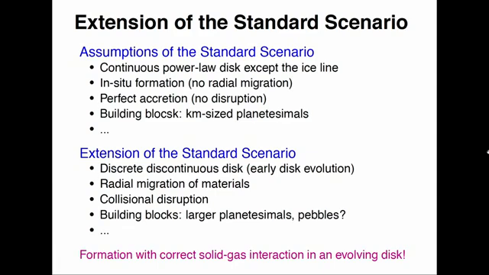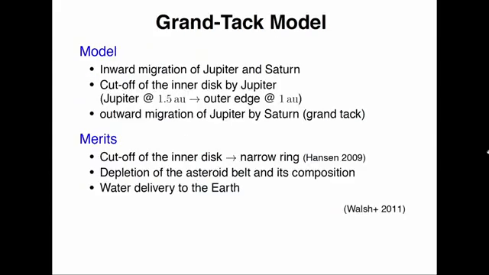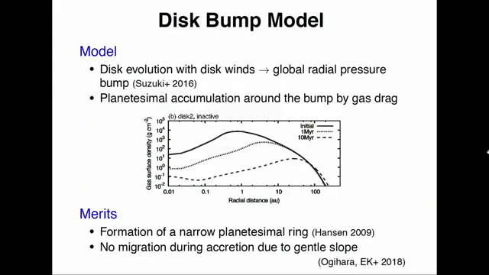Sorry, I'm running out of time. This Grand Tack model we have already seen from Nadal's talk, so I skipped this and will only briefly comment. The Grand Tack model is about the small mass of Mars and also the asteroid belt, the depletion of materials there, how to realize the depletion of planet building material there.